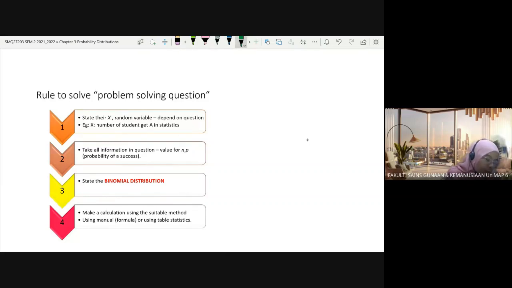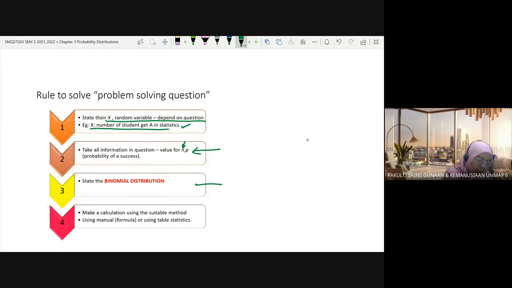Usually you will start with stating what is X, depending on your question. Then state what is the distribution of your X. So in this case, this is the example of what is X. What is the distribution of your X here?